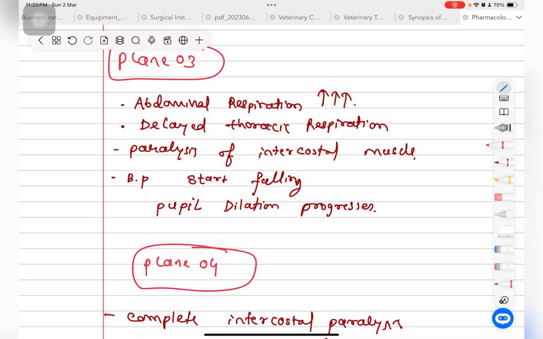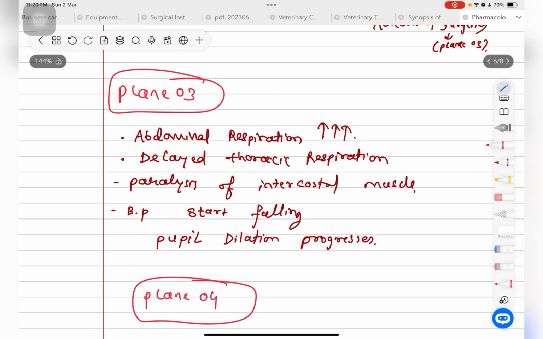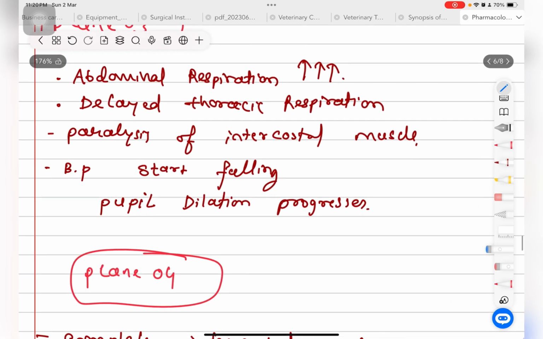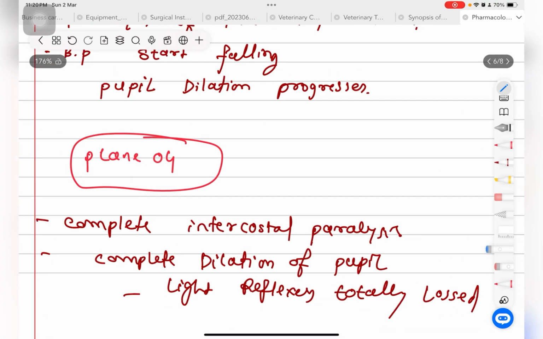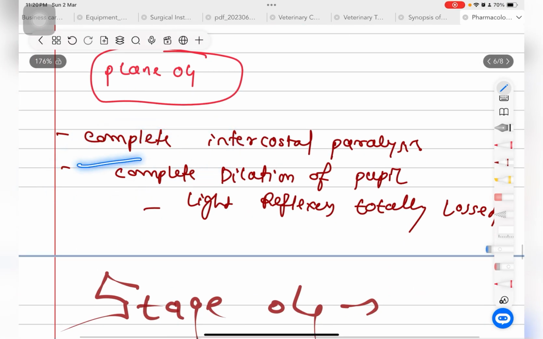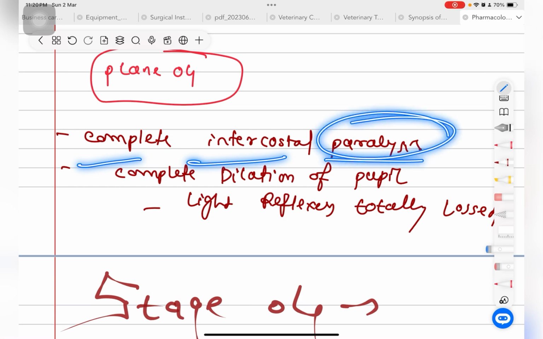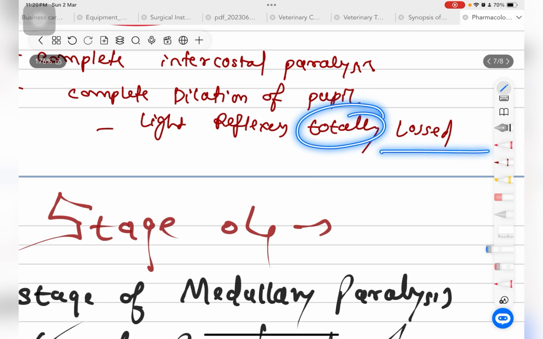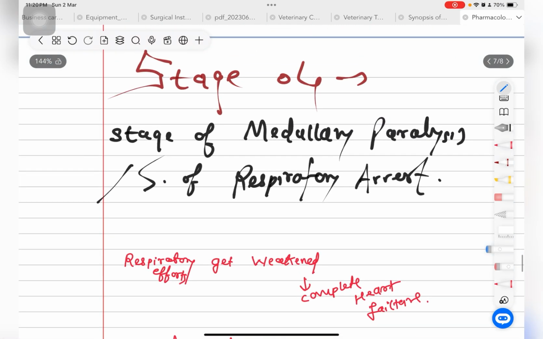Now plane 3. In plane 3, abdominal respiration increases and thoracic respiration is reduced. Then there is paralysis of the intercostal muscles, which are responsible for respiration. Blood pressure starts falling, and pupil dilation progresses. Then plane 4. In this plane there is complete intercostal paralysis, complete dilation of the pupil, and light reflexes get totally lost.